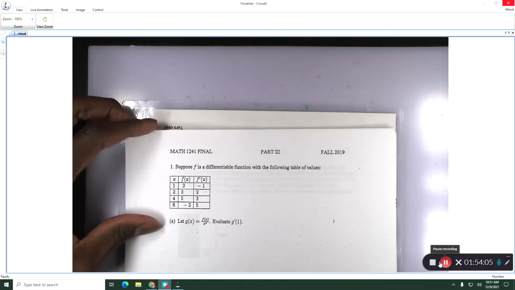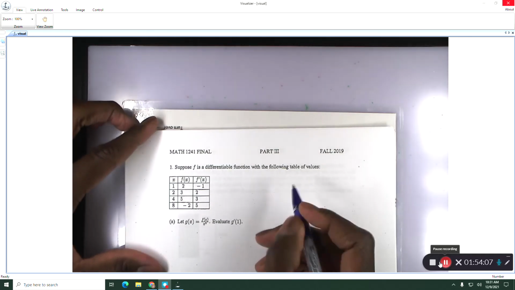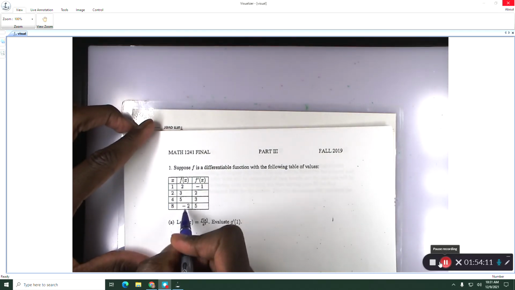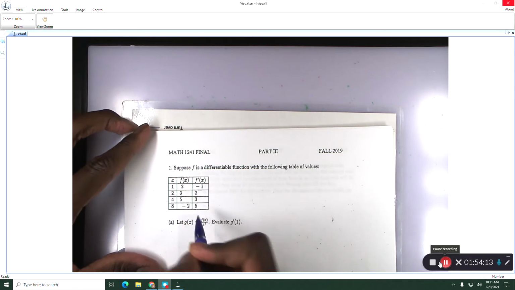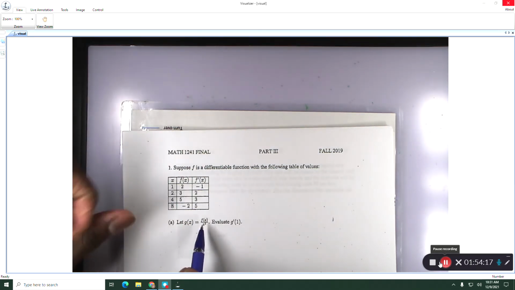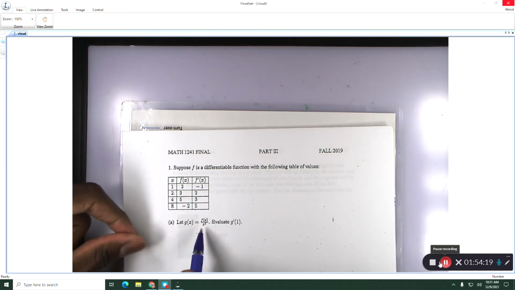All right. Now, if we're looking at this problem, it says suppose f is a differentiable function with the following table of values. We have x values, we have f(x) values, and we have f'(x) values. It says let g(x) equal f(x) over x squared.